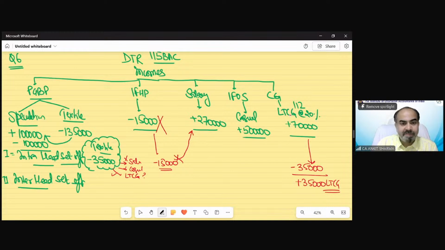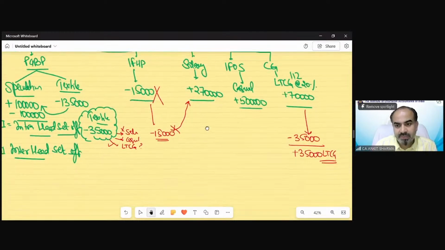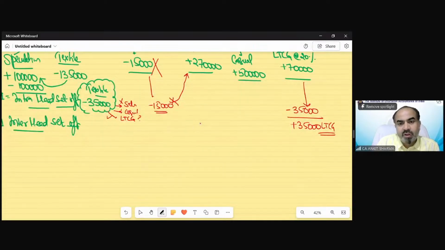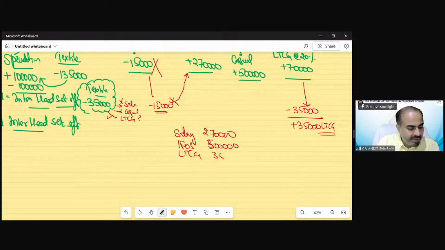Understood? So my final answer regarding the income would be like this. After this inter head off, my salary income would be 2,70,000. My income from other source, which is casual income, is now 5 lakh. My long-term capital gain remaining is 35,000 rupees. That's why my GTI is now 8,05,000.